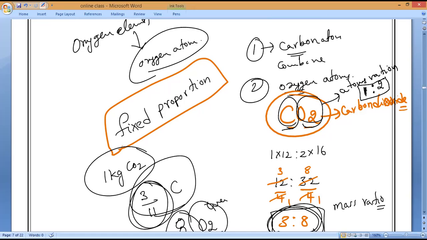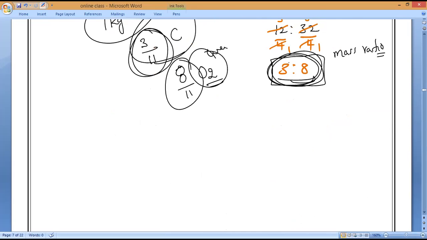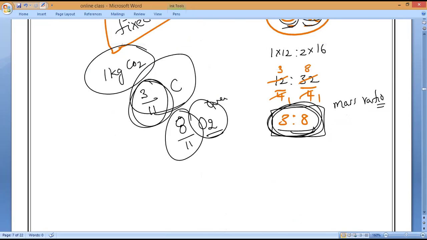So that is how Dalton's atomic theory gives the explanation for the law of conservation of mass as well as the law of constant proportion. What is another name for constant proportion? Fixed proportion. Don't get confused. Law of constant proportion, or we can say law of fixed proportion. Is it okay, everybody? Please write it. Once you understand this, then we'll proceed further. Any doubt? Anybody can ask.